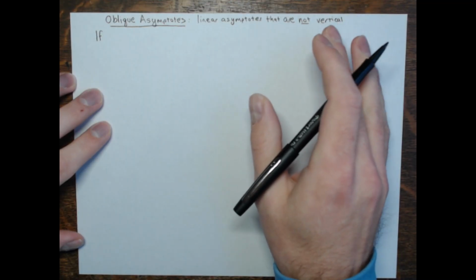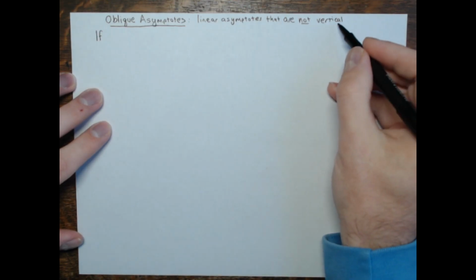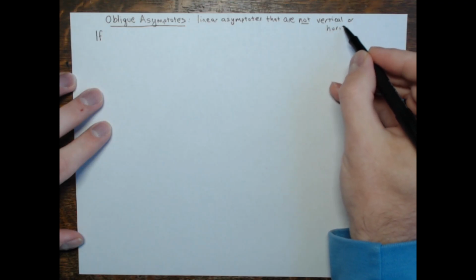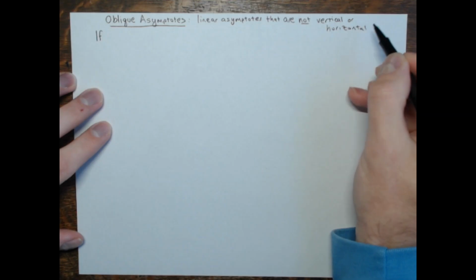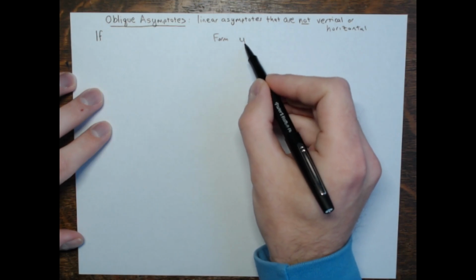Vertical asymptotes can't be touched, right? That's where you have values that are not in the domain at vertical asymptotes. So that are not vertical or horizontal. Right, so they have the form, y equals mx plus b, where m is not 0.